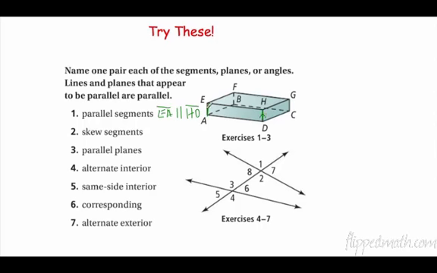You could also draw these on here. You could have had HD as parallel to GC, FB. You see there's a ton. EH, AD, DC, HD. There's a ton here. There's absolutely a ton. Skew segments.